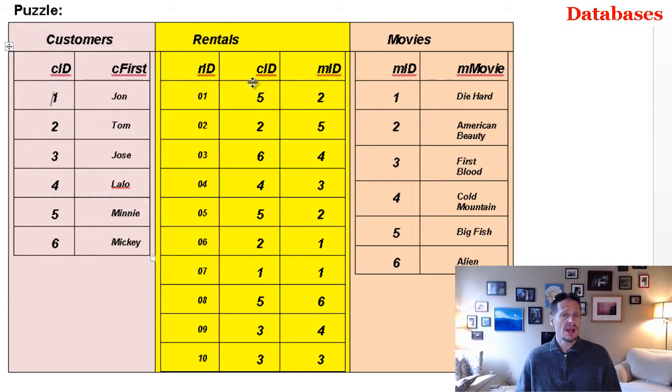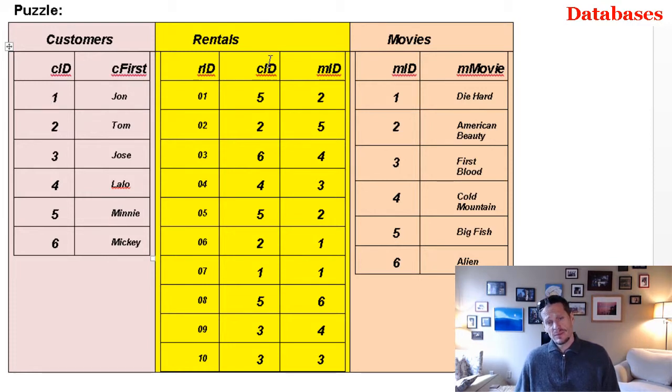So if I wanted to keep track of a customer's phone number, that's going to go into the customers table. If I wanted to keep track of the rating on a movie, whether it's G, PG, PG-13, or R, that would go into the movies table, right? If I wanted to keep track of the date that a movie was rented, that would go into the rentals table. So that's the first step in creating a database.